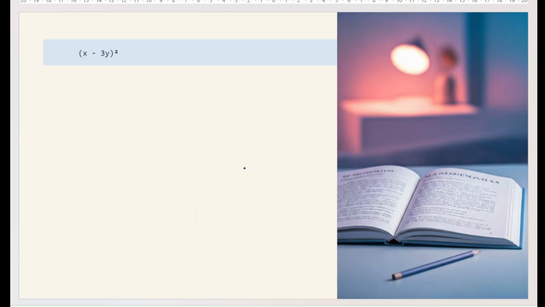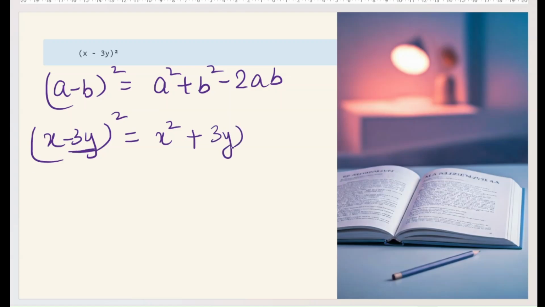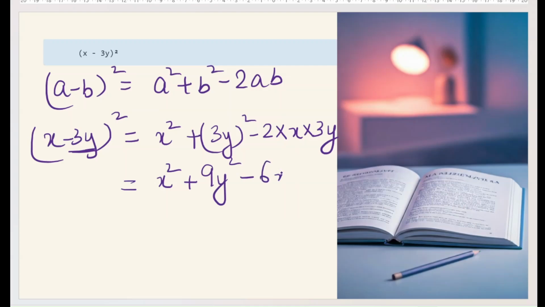Let's do one question. X minus 3y whole square. Okay? So what is the identity? A minus b whole square is equals to a square plus b square minus 2ab. So x minus 3y whole square, that is equals to x square plus b square. What is in place of b? 3y whole square minus 2 multiplied by x multiplied by 3y. So that is equals to x square plus 3y whole square. 3 3s are 9. So 9y square minus 2 3s are 6, 6xy.